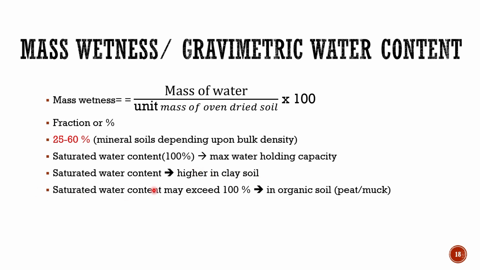And saturated water content may exceed 100 percentage in organic soil, or peat or muck soil. Organic soil is also known as peat or muck soil. In that, the saturated water content can be more than 100 percentage. So saturated water content is usually 100 percentage, which is higher in clay soil, but in organic soil it will be more than 100 percentage. That is a point. So mass wetness or gravimetric water content is the mass of water per unit mass of oven dried soil into 100.